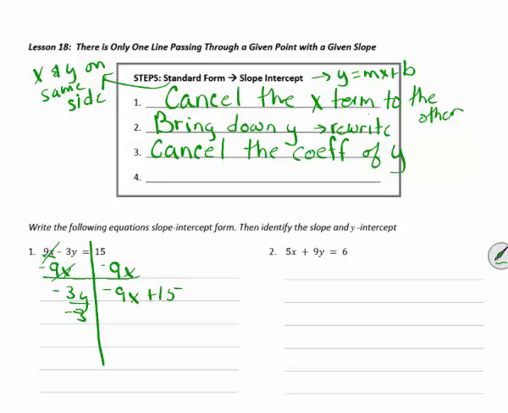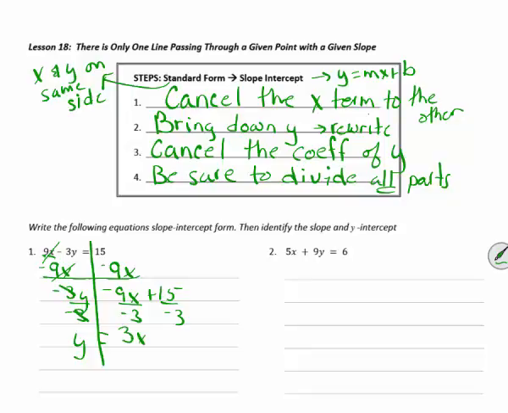But what I have to do is that I have to divide each thing by negative 3. So be sure to divide all parts. Okay, so that means negative 9x has to be divided by negative 3, and 15 has to be divided by negative 3. So these are going to cancel. We're left with y. Negative 9 divided by negative 3 is positive 3, and we keep the x. 15 divided by negative 3 is negative 5, so we write it as a minus.